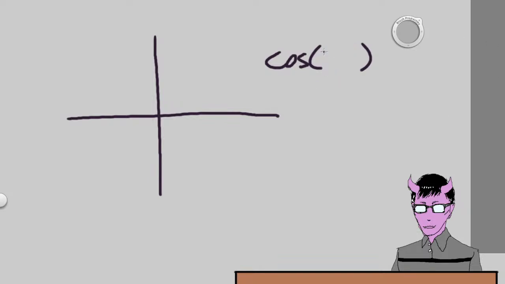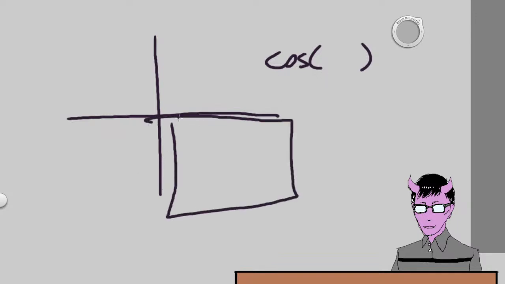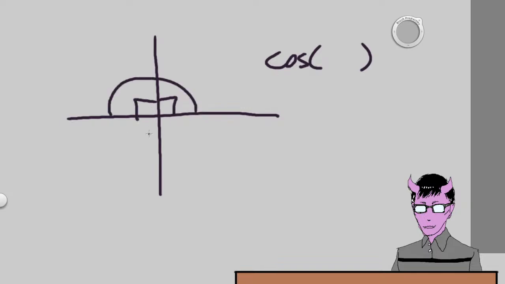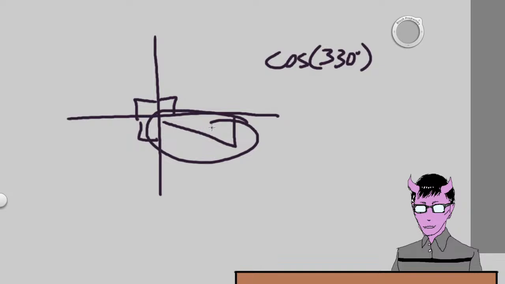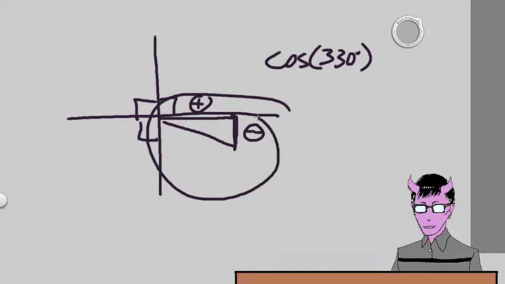If the value is greater than 270 but less than 360, you're somewhere here-ish, because this is 90, that's 180, 270. So if this is something like 330, then your reference triangle is somewhere right here. Make note that you have a positive x coordinate and a negative y for the directionality. So some of your trig functions will be positive, and some of them will be negative.